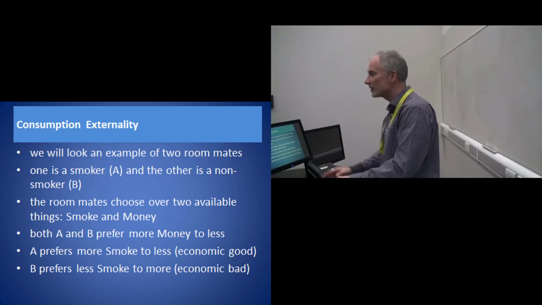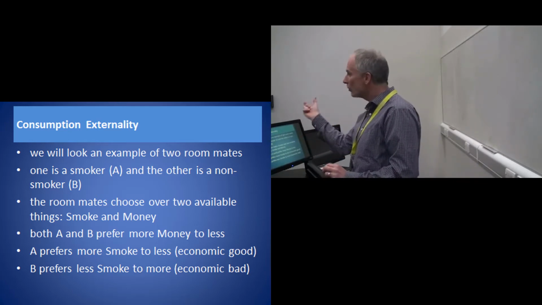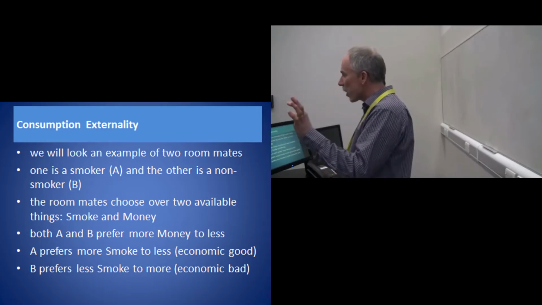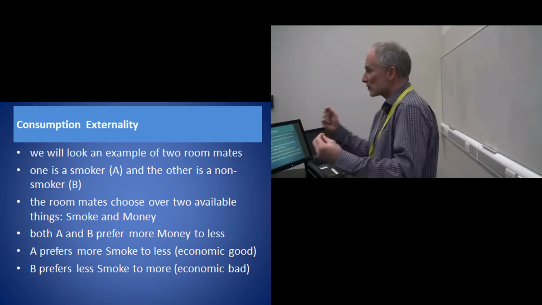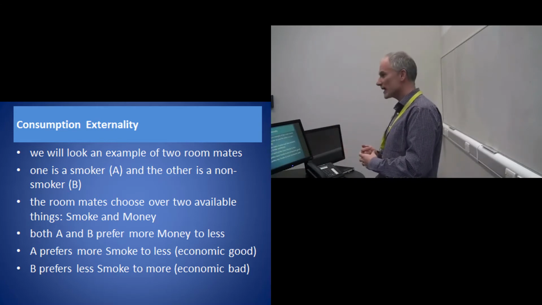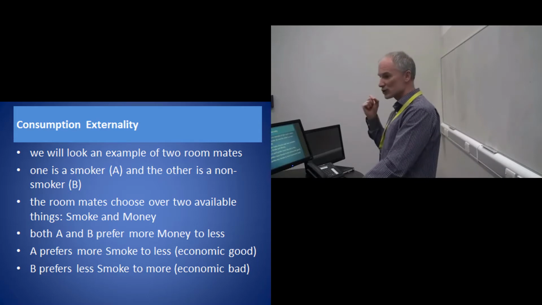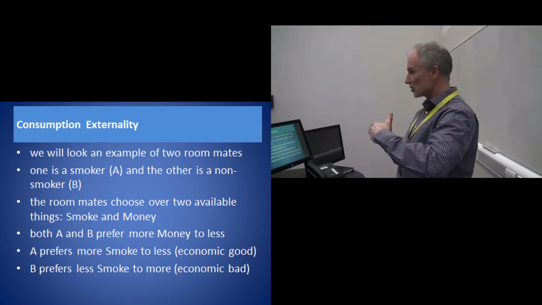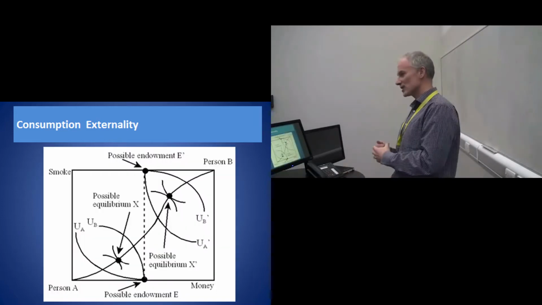Smoke for person B is an economic bad. And this is the only difference between these two consumers. It's smoke and how they value smoke and their perception of smoke. For person A, it's an economic good, so he wants more of it. For person B, it's an economic bad, so he wants less. So, that's our example. That's our basic setup.